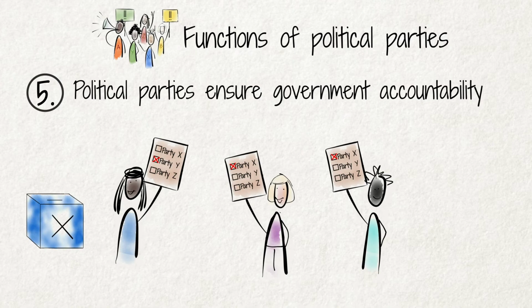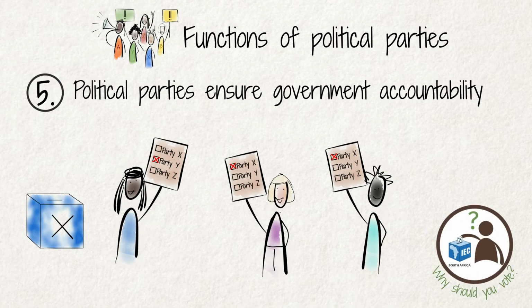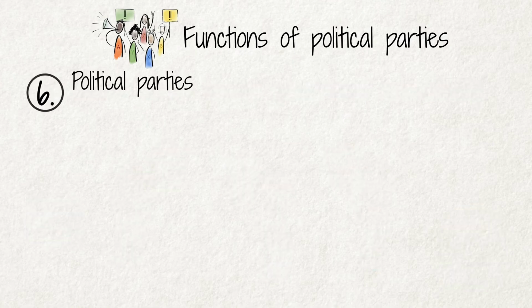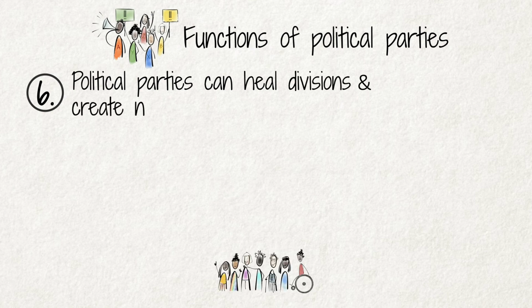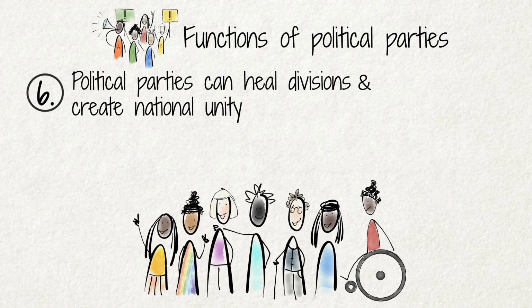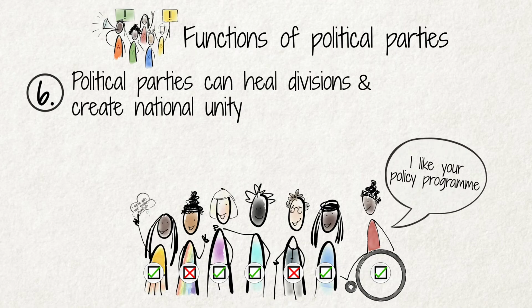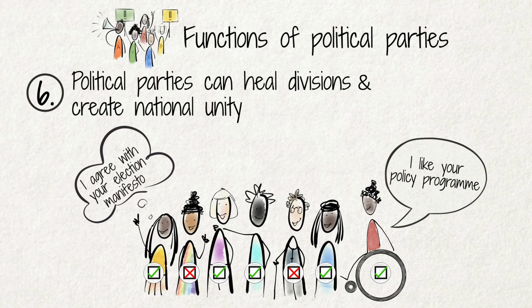We explain why voting is important in our video, Why Should You Vote? Political parties can heal divisions and create national unity. The purpose of most political parties is to win an election and hold political power. To win elections, political parties need to appeal to as many voters as possible to get their support. Policy programs that appeal to a majority of citizens help to unite people and reconcile differences.